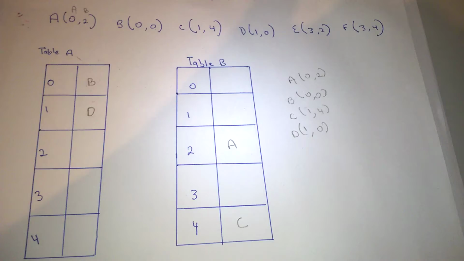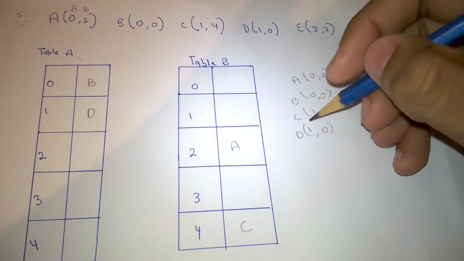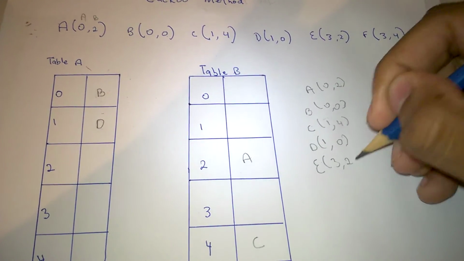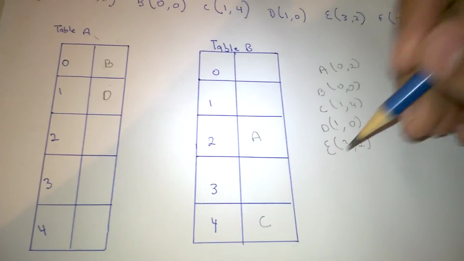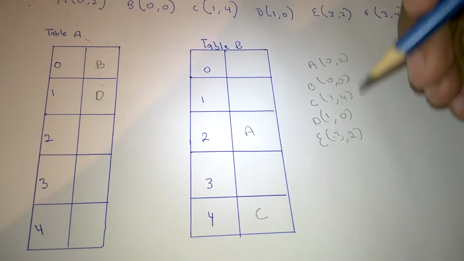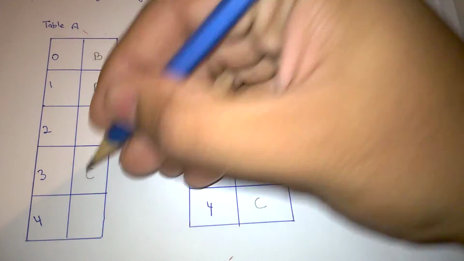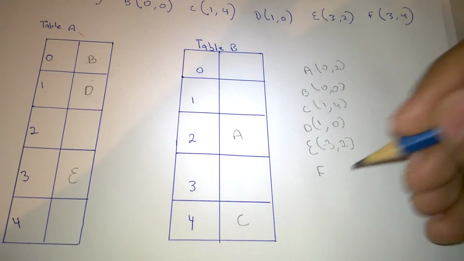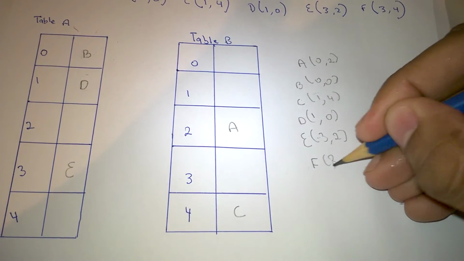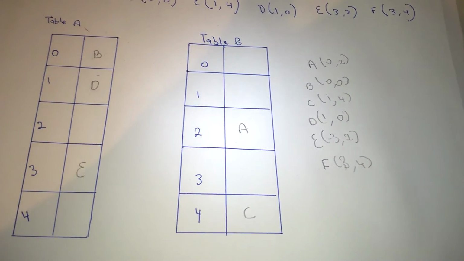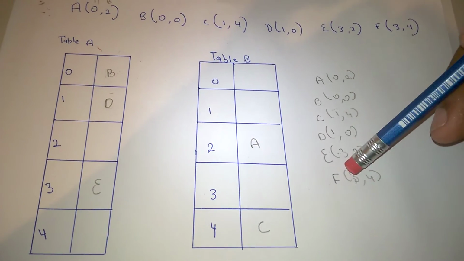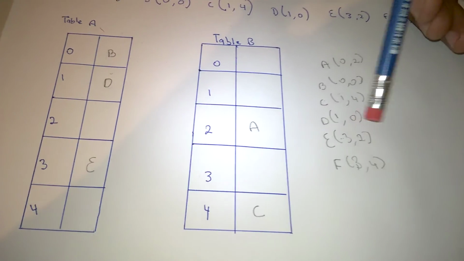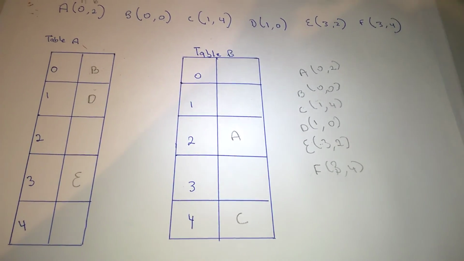Right, so now we have A, B, C, D inserted. We go to value E, and this could have positions 3 and 2. So now we go to position 3 in table A to insert E. It is free, so we simply insert E, right? So now we go to F. F could go into 3 and 4, right? Now we go to position 3 in table A and we see that there is something here, there is E, right? So we go to E now to see where the next position in table B is that E could go in, and that is here.